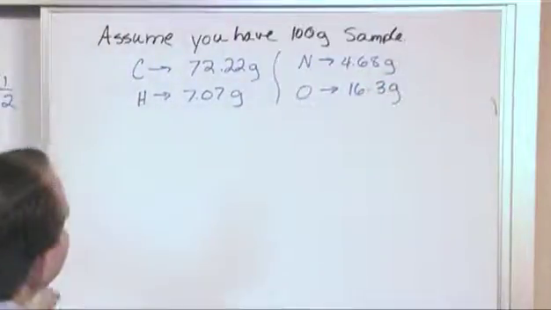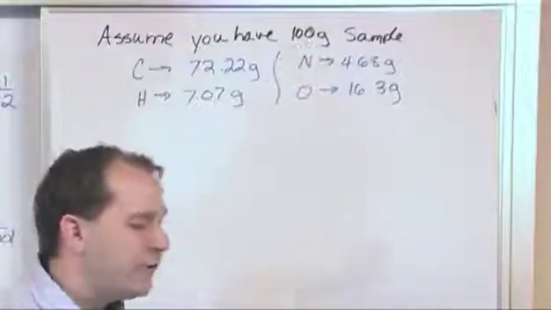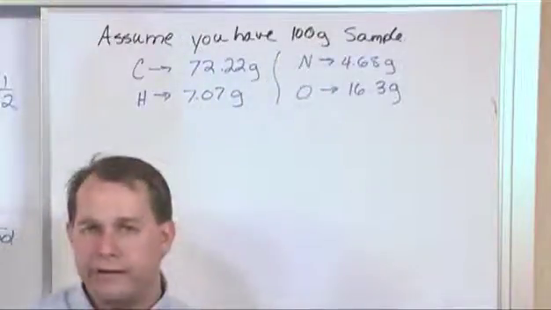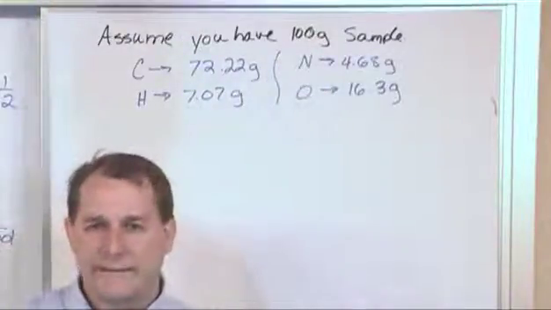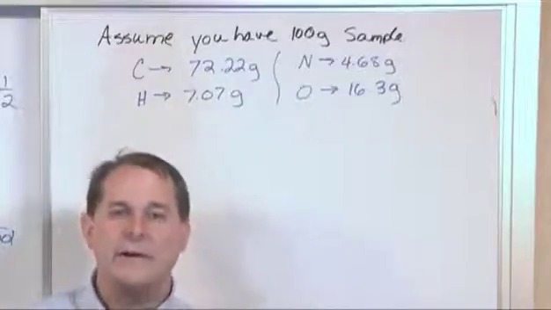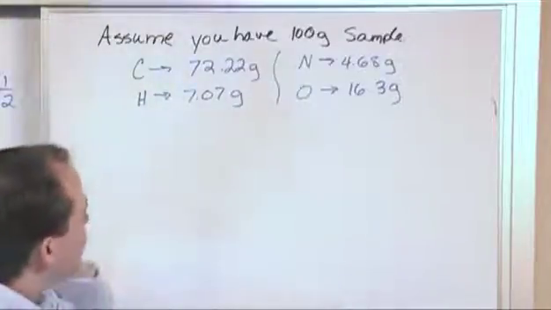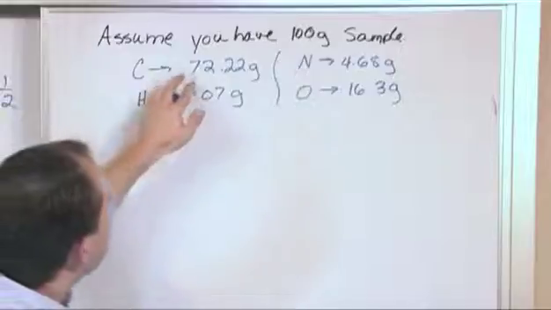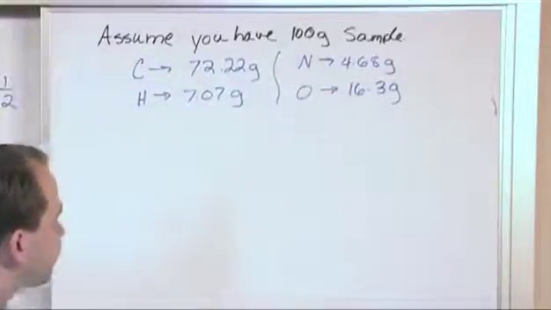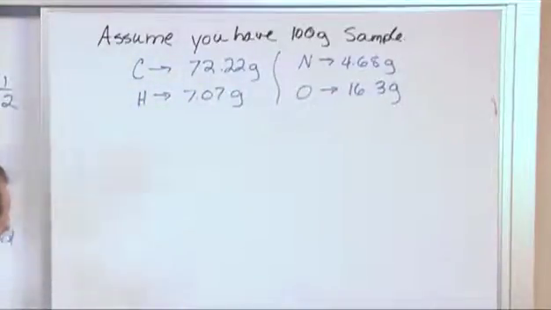So you see, assuming that you have a 100-gram sample allows you to apply these percentages super easy. If you picked a 55-gram sample, then you'd have to do a bunch of multiplication to get to this point. But if you just pick an easy number, then you can easily have some grams to work with, because ultimately that's what we're going to be doing.